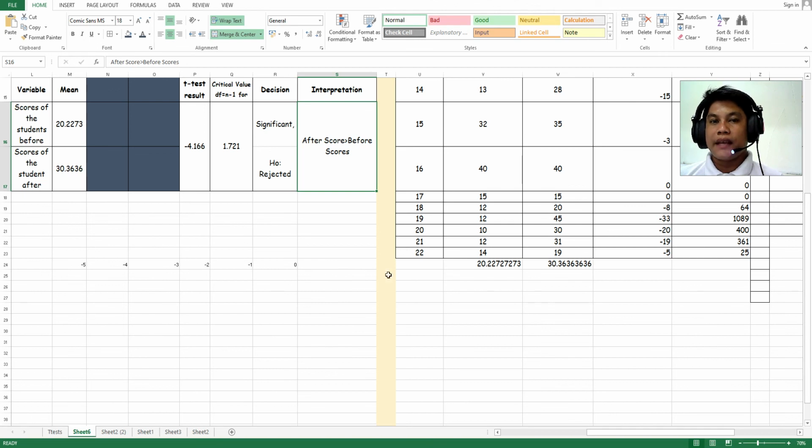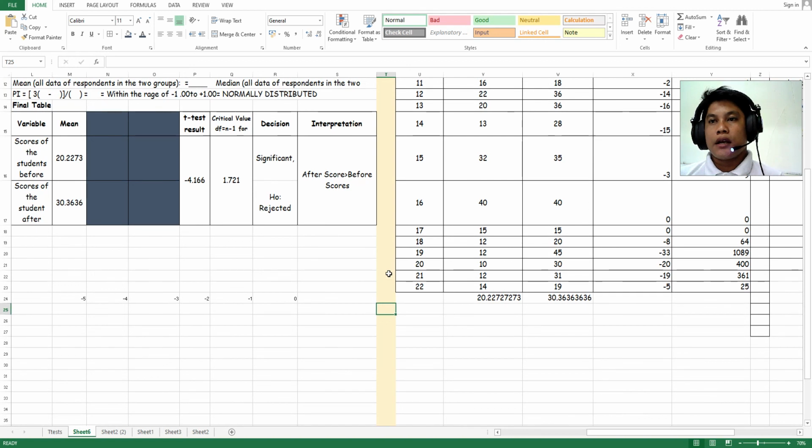So perhaps by that analysis, we can say that the teacher's strategy used was effective because it gives change to the score of the students. However, there are still other factors to consider in really determining the effectiveness of the strategy, by doing other experimental classroom tests. Okay, so I think that's all. Thank you.